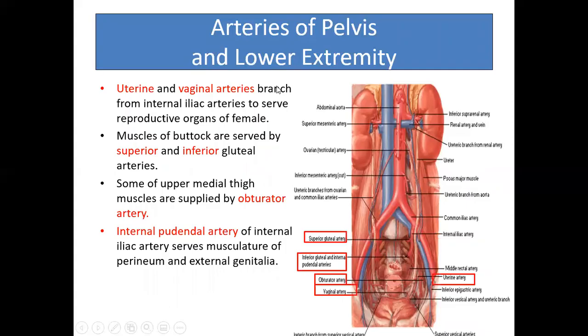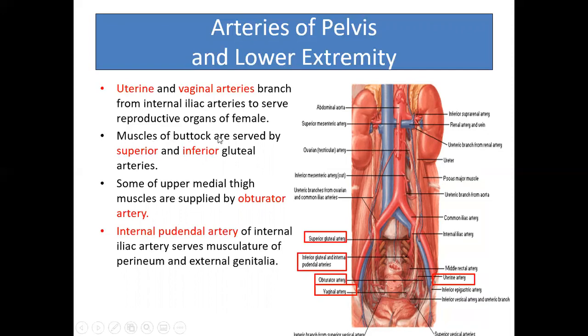Besides that, we also have the uterine artery. If you see from this picture, it's a very small artery there. This artery also arises from the internal iliac artery. The uterine artery supplies the uterus. And then we also have the vaginal artery. You see here, the vaginal artery supplies the vagina, the female reproductive organ.